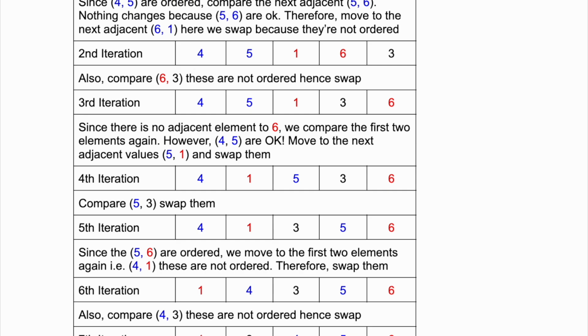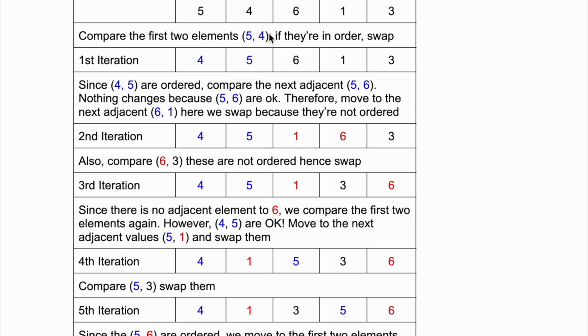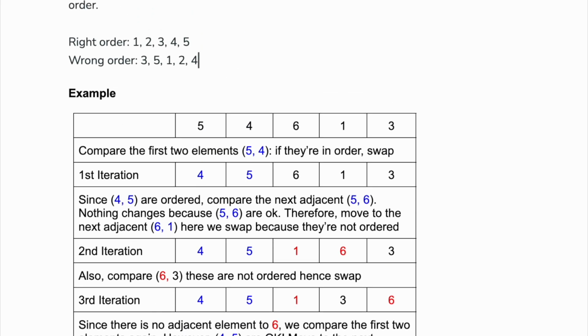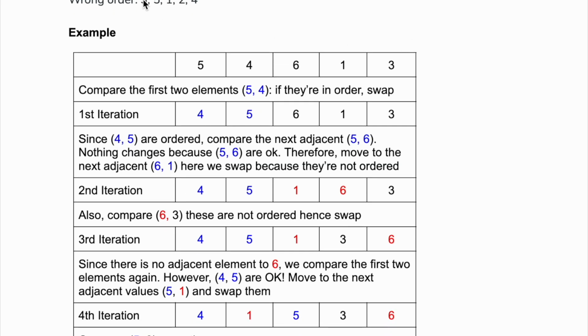Given a list of 5, 4, 6, 1, 3. This is what? Wrong order. Okay, good. Now, what do we do? The bubble sort algorithm repeatedly swaps adjacent elements if they are in the wrong order. So meaning 3 and 5, they are adjacent elements. If they are in wrong order, it swaps them, and it turns it to the right order. However, 3 and 5 are actually in the right order, right?